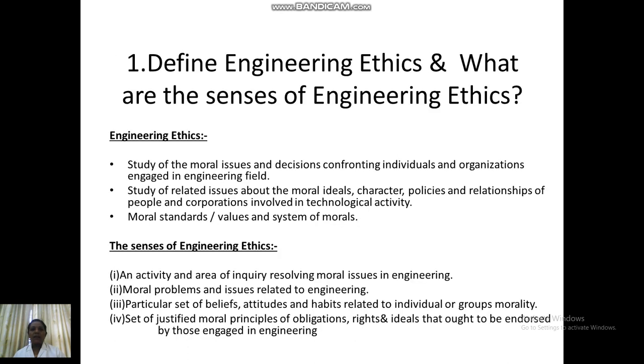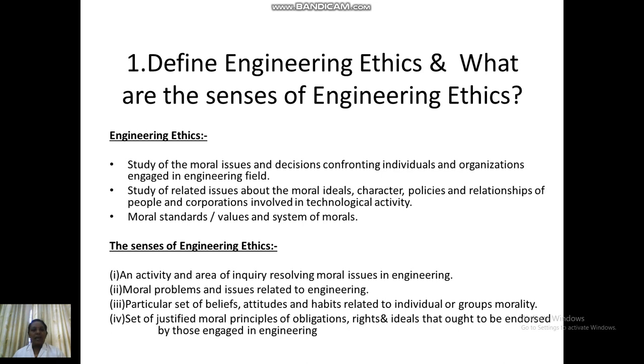The first question is: define engineering ethics and what are the senses of engineering ethics. Engineering ethics can be defined as the study of the moral issues and decisions confronting individuals and organizations engaged in the engineering field. It can be defined as the study of related issues about the moral ideals, character, policies, and relationships of people and corporations involved in technological activity. It can be defined as moral standards or values and system of morals. The senses of engineering ethics.